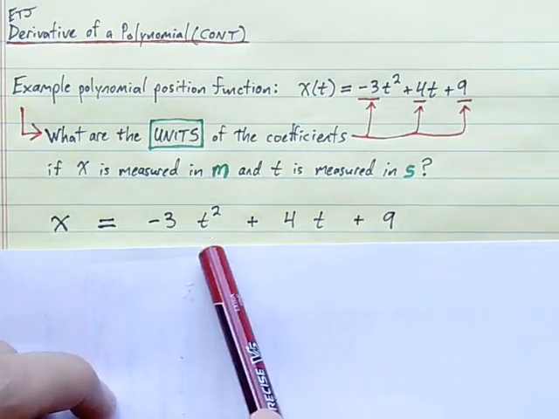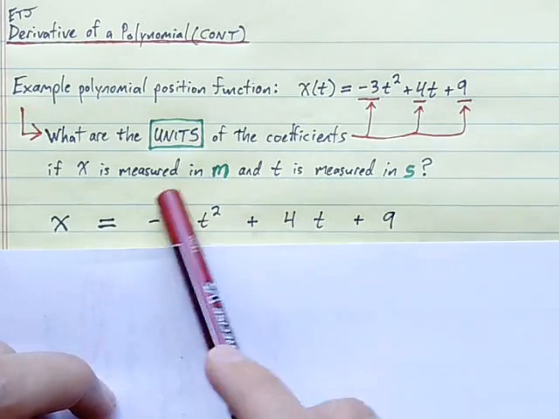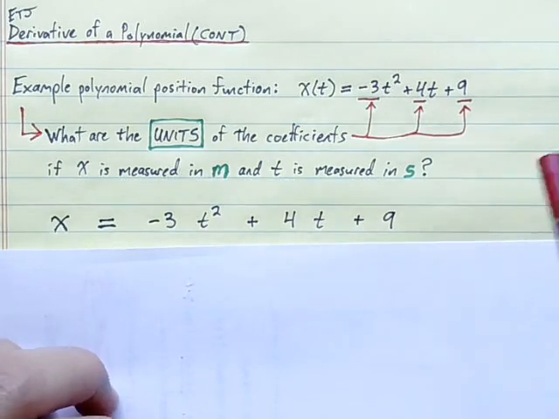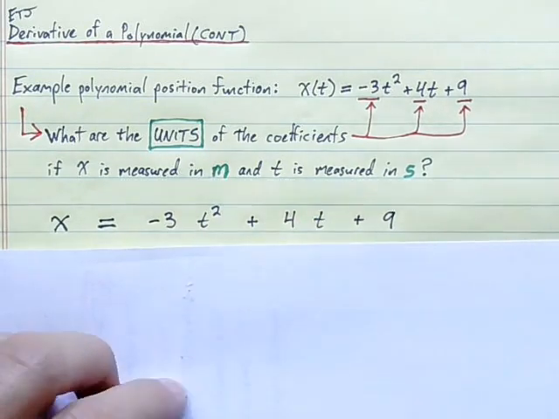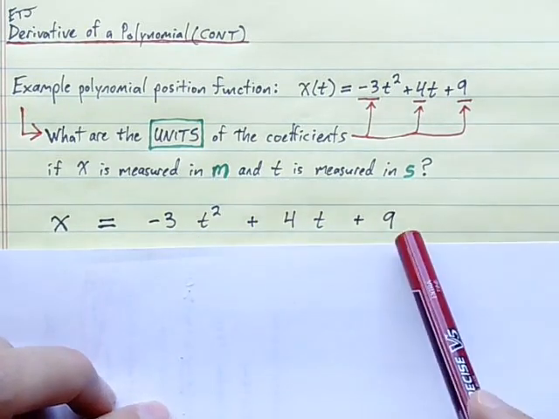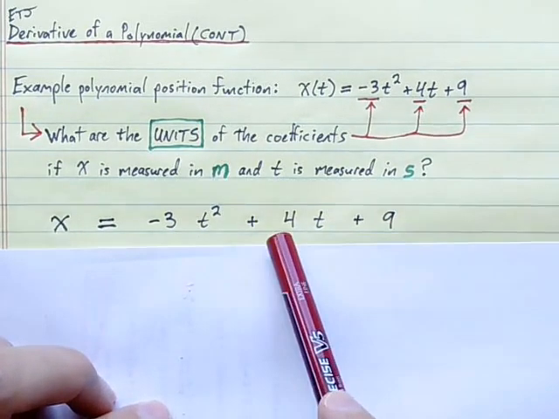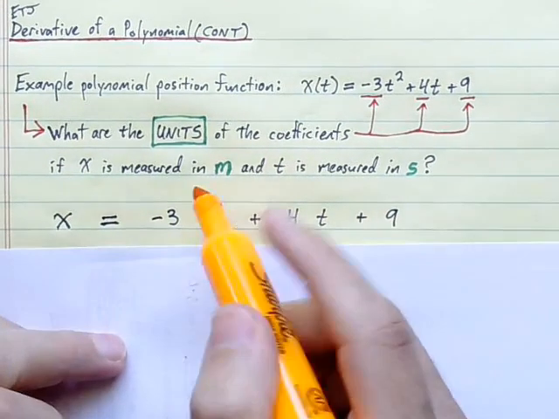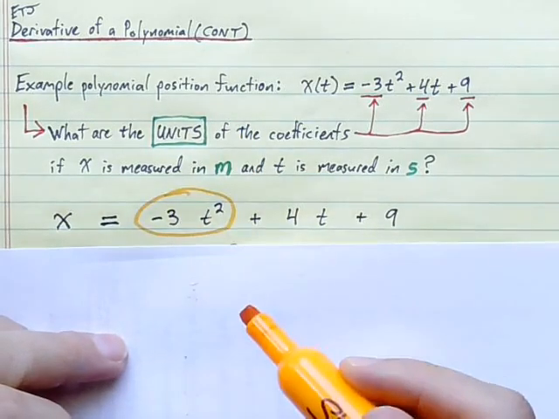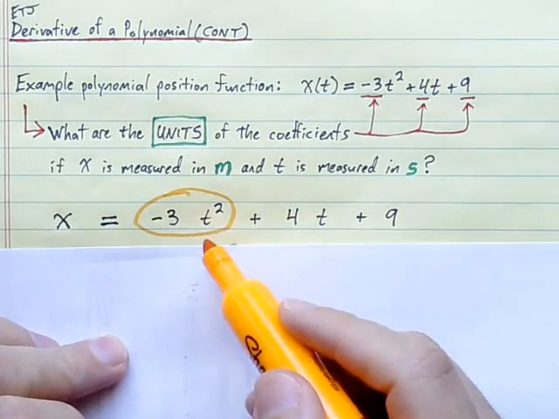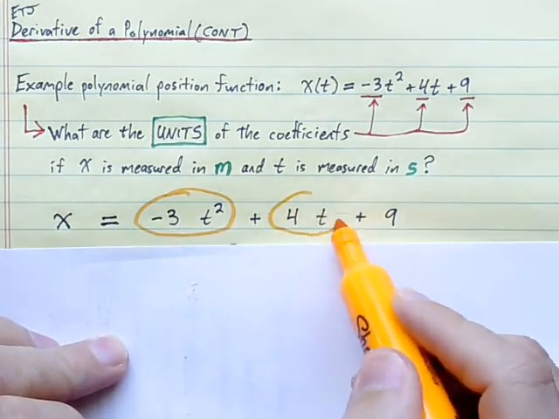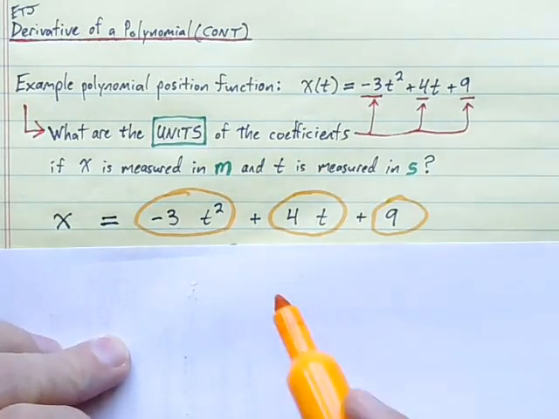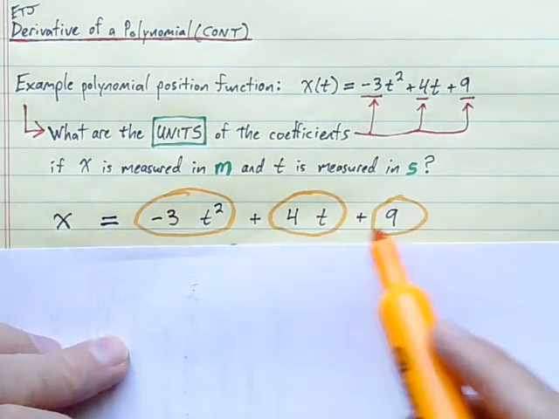Now on the right there are 3 terms. So if this term is meters, then this term has to be meters and this term has to be meters. We have to be able to add meters to meters to meters. You can't add meters to seconds or meters per second to kilograms. When you add 2 terms, their units have to be the same. So that means that this combination here, -3 times t squared, must overall have a unit of meters. Likewise, the 4 times the t must overall have units of meters, and the 9 must overall have a unit of meters. So meters plus meters plus meters gives us meters.